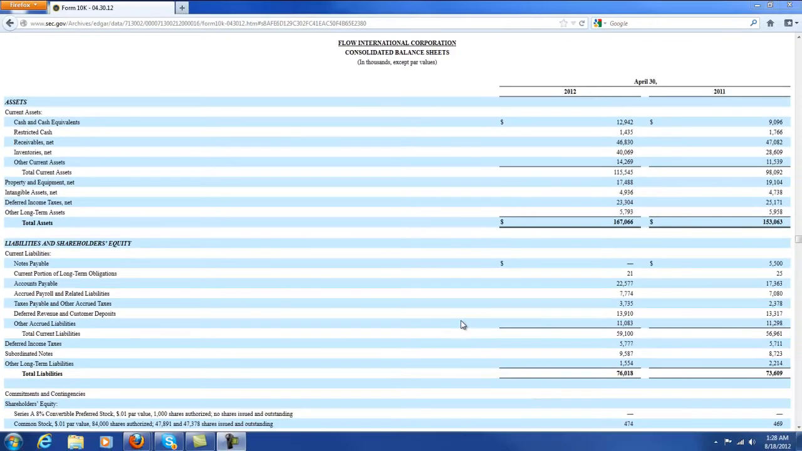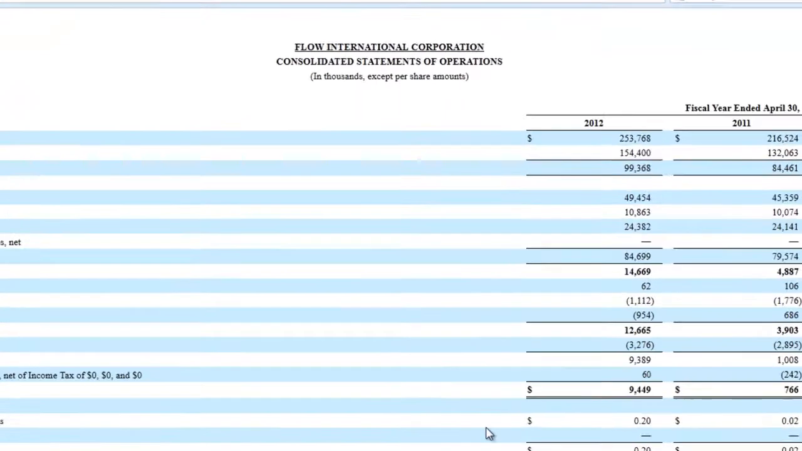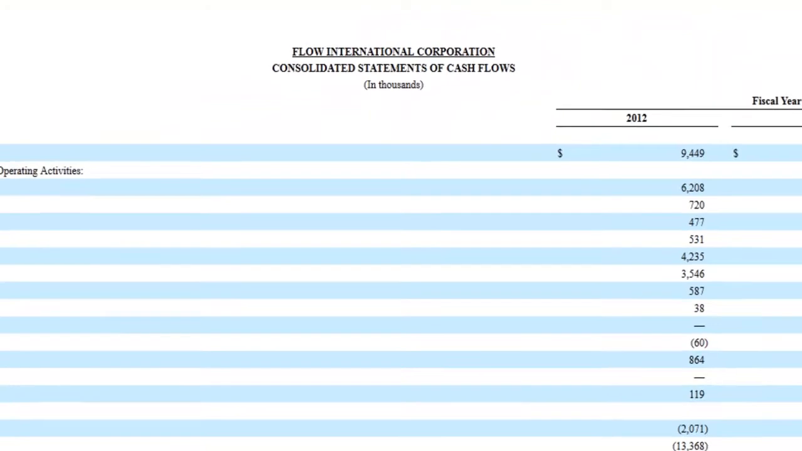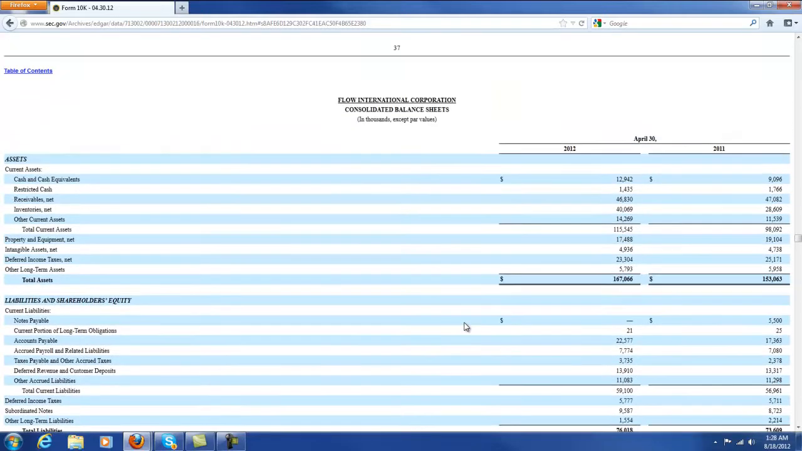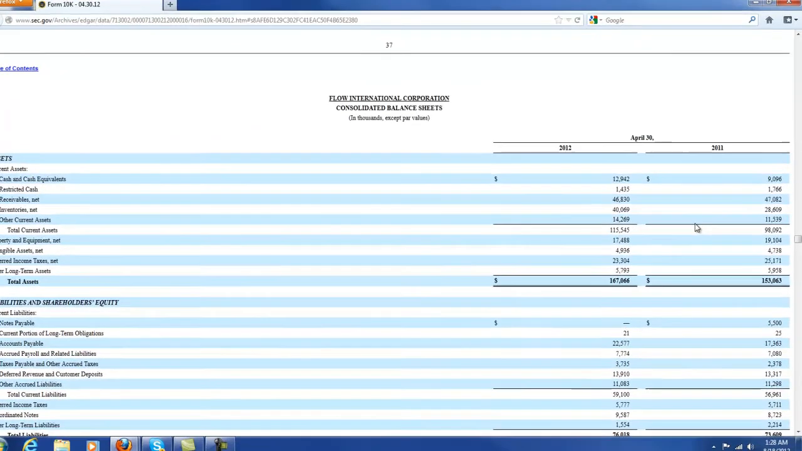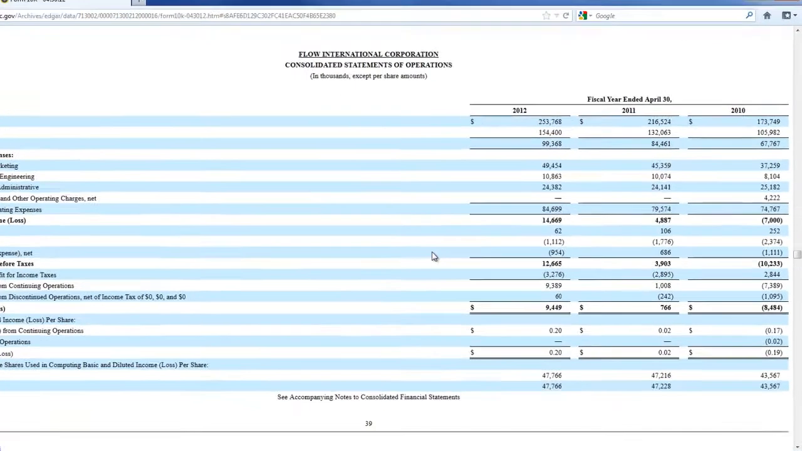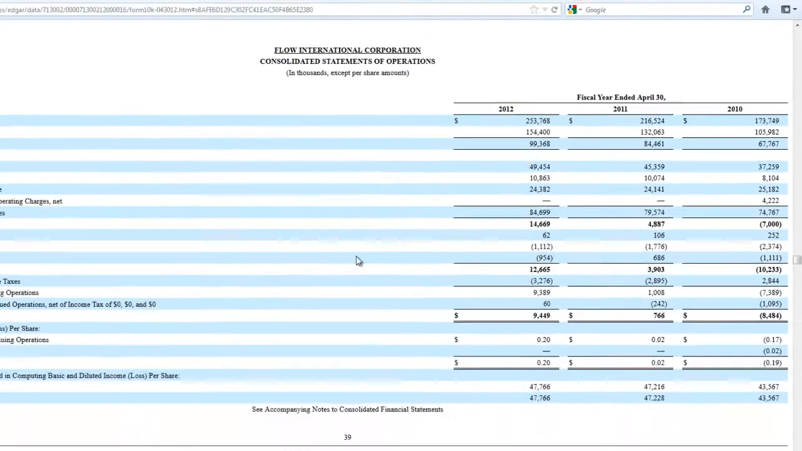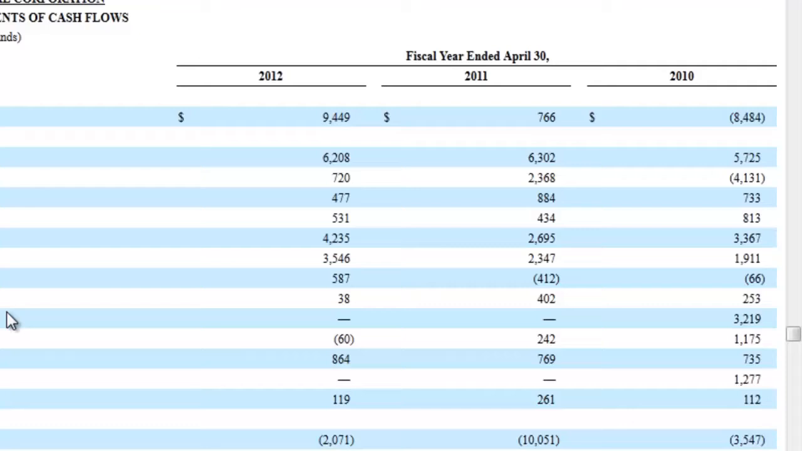And finally, we arrive at the company's financial statements, starting with the balance sheet. Then the company's income statement, and the company's cash flow statement. One thing that I would like you to notice is that the balance sheet usually contains information about 2 years. In this example, we have the balance sheet from 2011 and 2012. But the income statement has information on 3 years, 2010, 2011, and 2012. The same is true for the cash flow statement that includes information on 3 years.